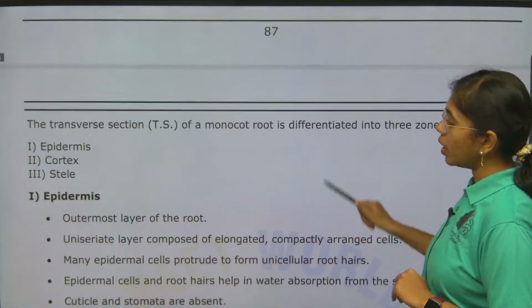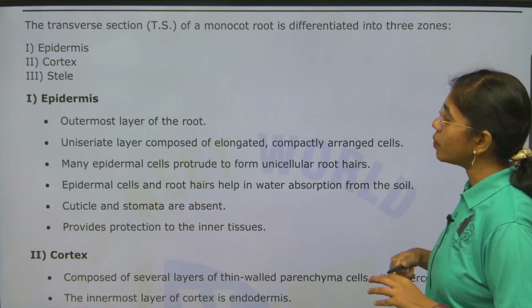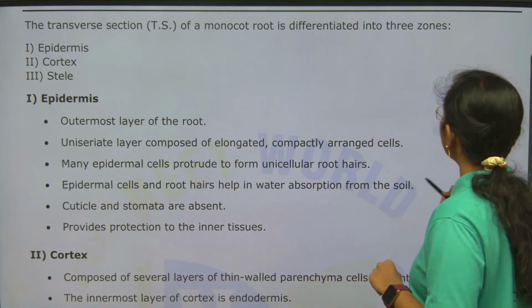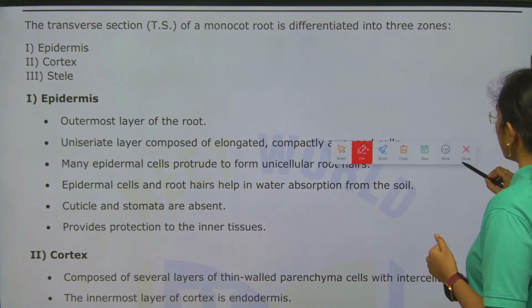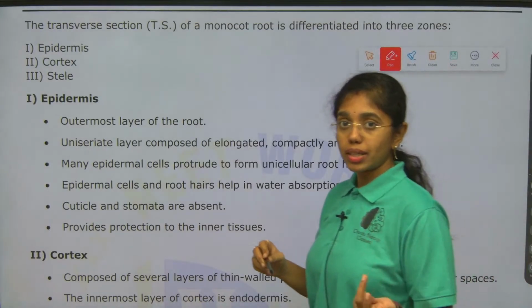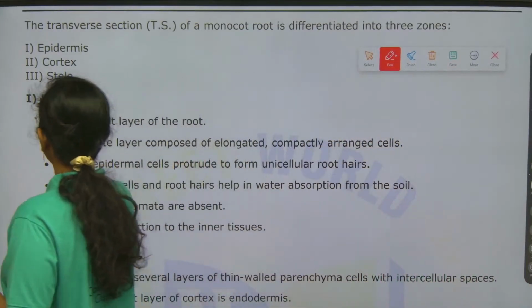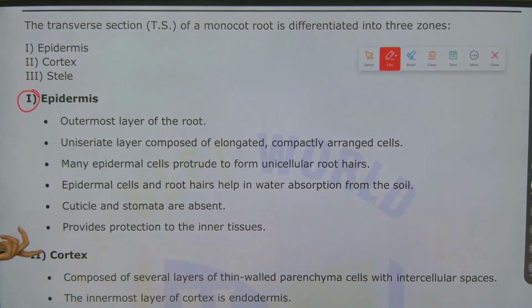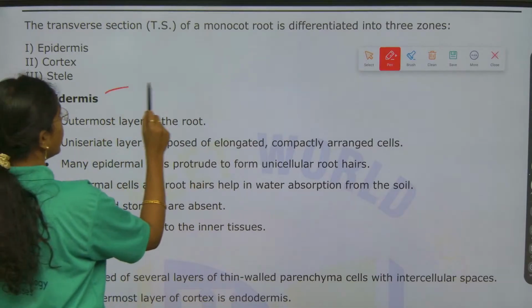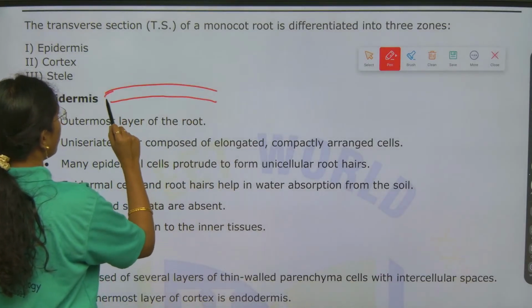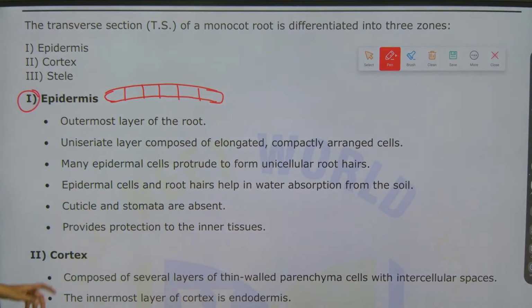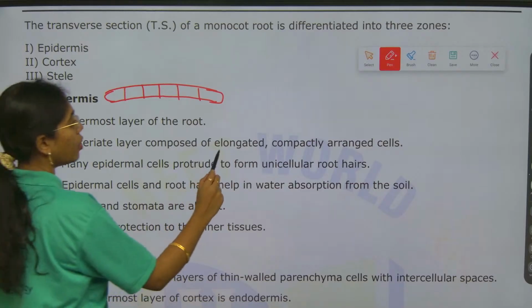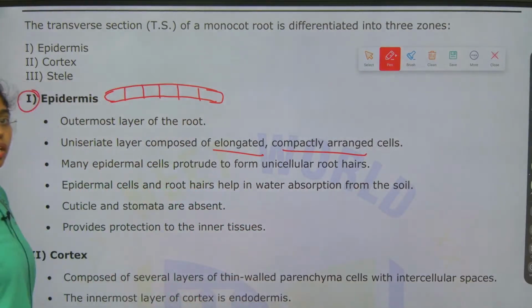Here you see into the description, the transverse section of a monocot root is differentiated of course into three zones, same as that of dicot root, okay. That is epidermis, cortex and stele. First you see epidermis, this is the outermost layer of the root, uniseriate or single layered, and it is composed of elongated compactly arranged cells.